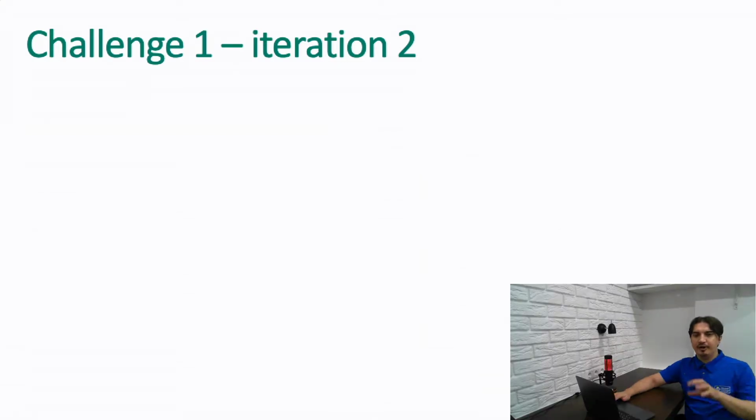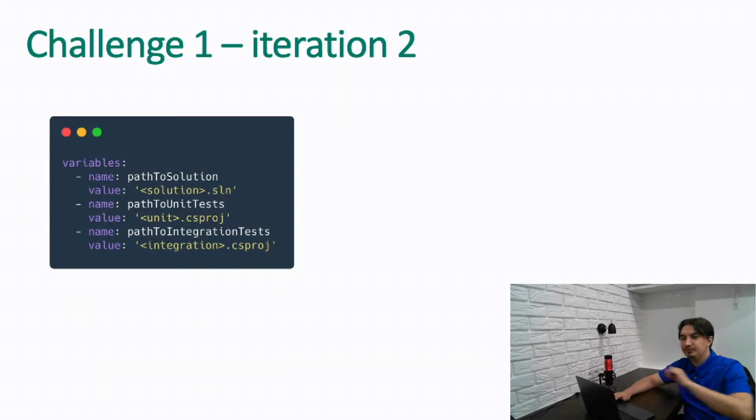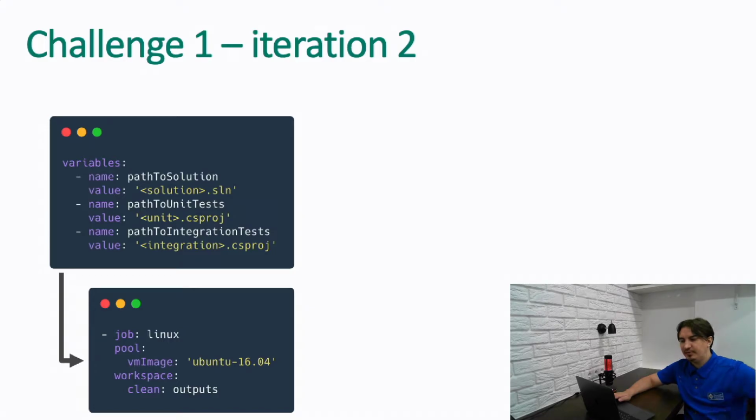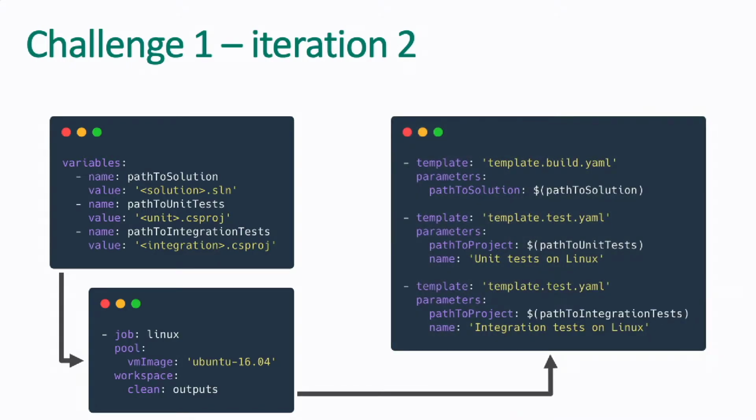So how did our pipeline actually look for the second iteration? This was the first part of it. We defined some variables that we will then reuse later: the path to the solution, the path to the unit tests, and the path to the integration tests. Then the next part was our job definition. We defined our job more or less in the same way as we did before. But now what is really crucial is that we put the set of templates in the order that we need as the definition of this job.